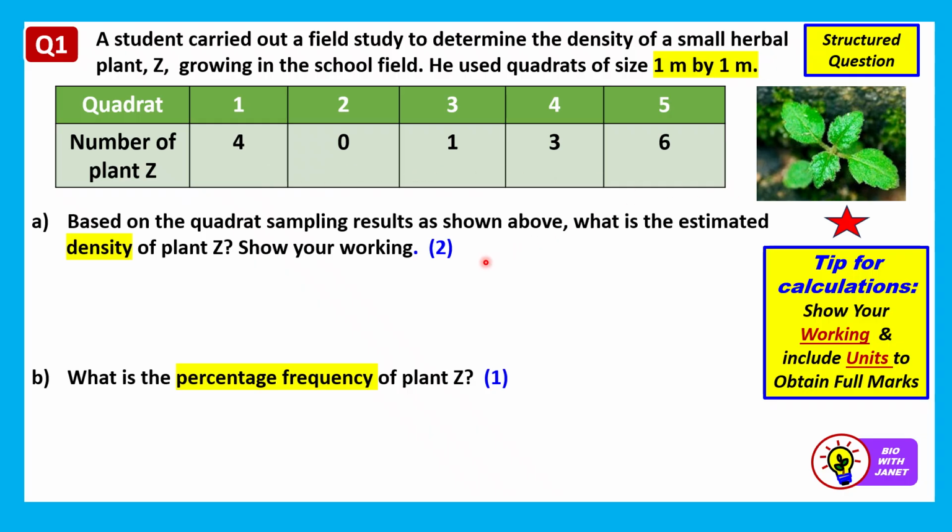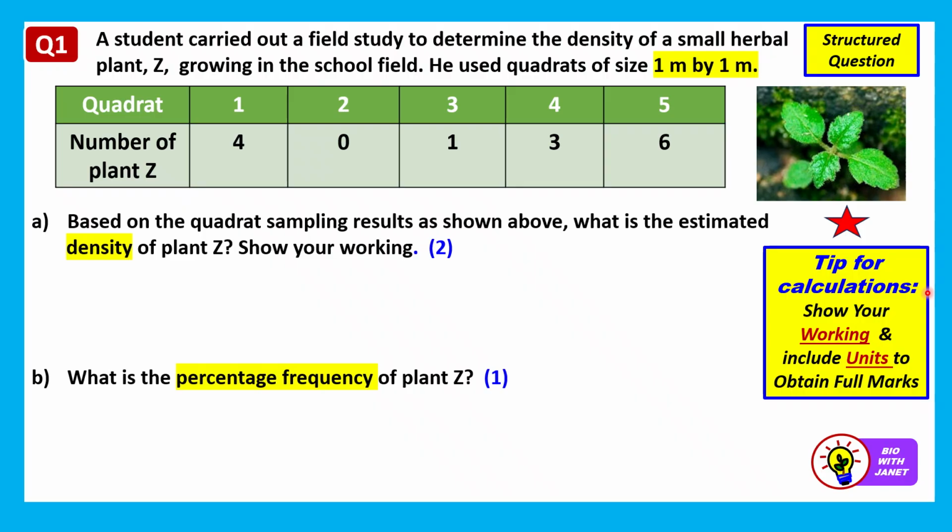Right? Now, this is a structured question. Based on the quadrat sampling results as shown above, what is the estimated density of plant Z? Show your working. So density, highlight this word. You want the density. Can you remember the formula and then try this question yourself first, the density, and then what is the percentage frequency of plant Z? So 1 mark for working and 1 mark for the answer for both questions. Sometimes it's only 1 mark. If it's only 1 mark, you still have to show your working. And also remember to state the units for your results.